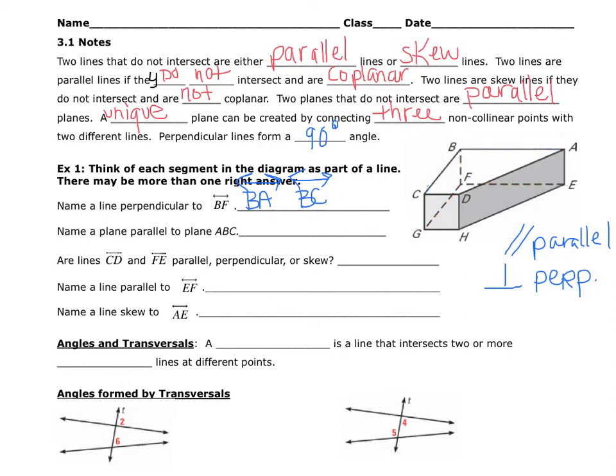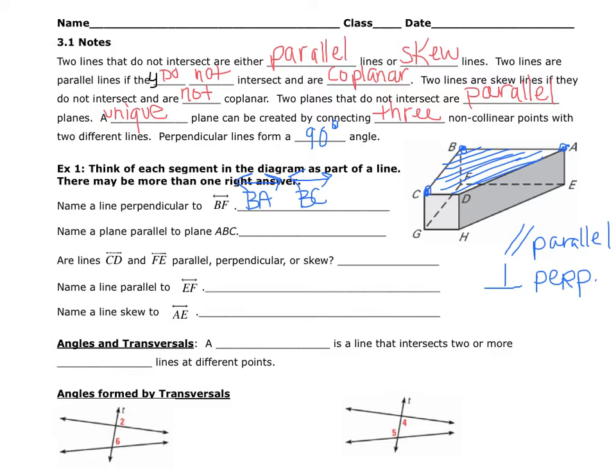Now let's look at name a plane parallel to plane ABC. So remember, for a plane you only need three letters, but it does not mean that those are the only three letters on the plane. Because if you look at points here, A, B, and C, they're on this top of the box, this plane. You don't have to include that letter F, but that is the whole entire plane.